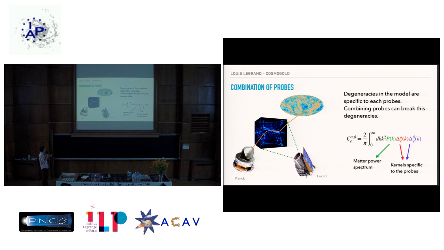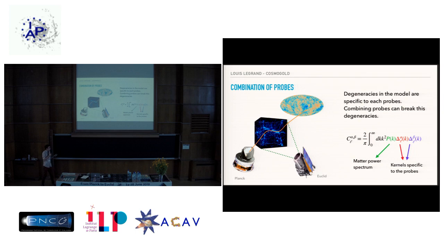We have the CMB in the background, and the light rays from the CMB have crossed all the structures in the middle, and their path has been distorted by the weak lensing effect. By reconstructing this field, we can have a measure of the integral of the mass along the line of sight.